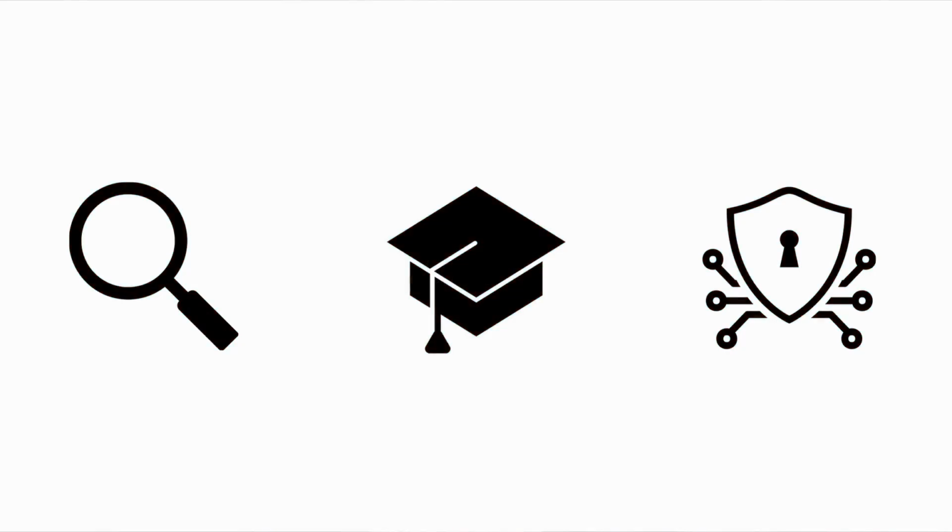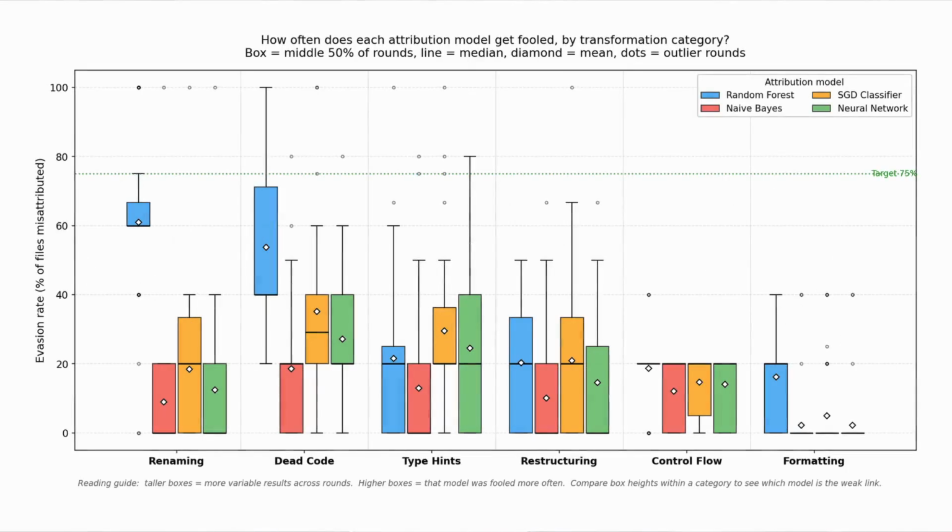Code authorship attribution is used in forensics, academic integrity, and supply chain security. Our research maps exactly which features are vulnerable and which models hold up, giving defenders concrete information to build more resilient systems. Our project shows that LLM-powered attacks are a real threat to code attribution, and evolutionary refinement is an effective way to expose those weaknesses. Thank you for watching.